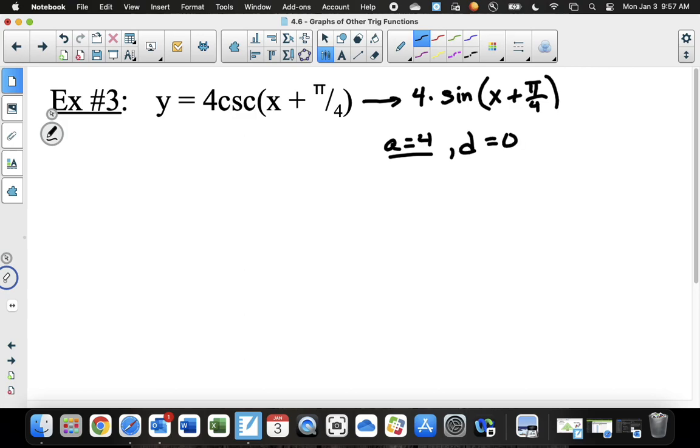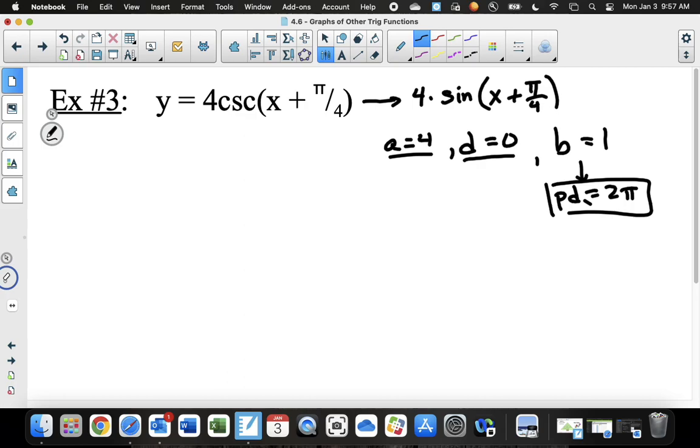Zero. There's nothing added or subtracted to the beginning or the end. So there is no vertical shift. B value. Once again, just like the last example, the number in front of the x, that's 1, which means the period of this sine wave is still 2 pi. That has not changed, because B is 1.